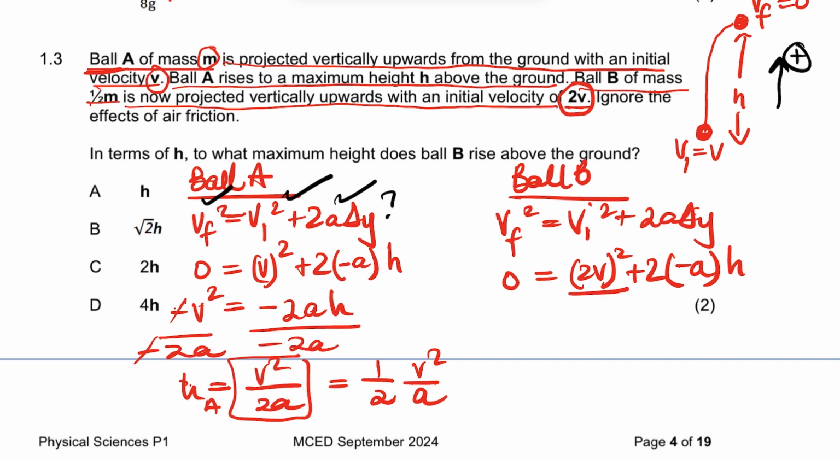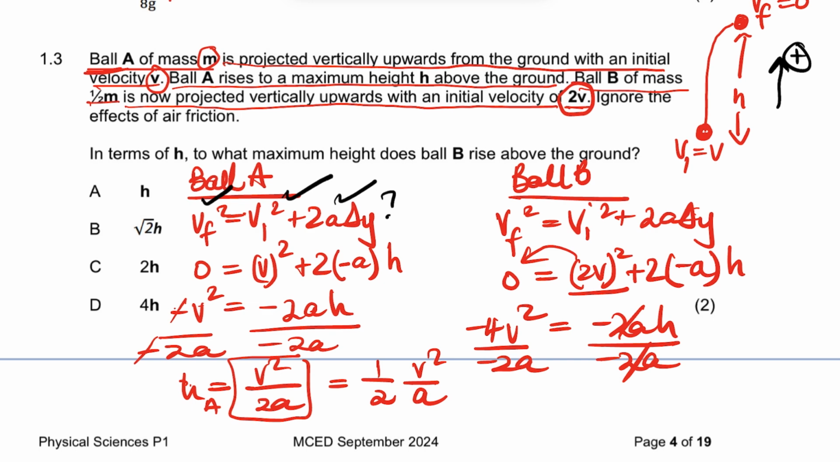And then this is going to be 4v squared. So when we take it to that side, it's going to be negative 4v squared equals negative 2ah, and we do the same thing. We divide both sides by negative 2a, and the negatives will cancel. It's going to be 4 divided by 2, which is 2. It's 2v squared over a, right?